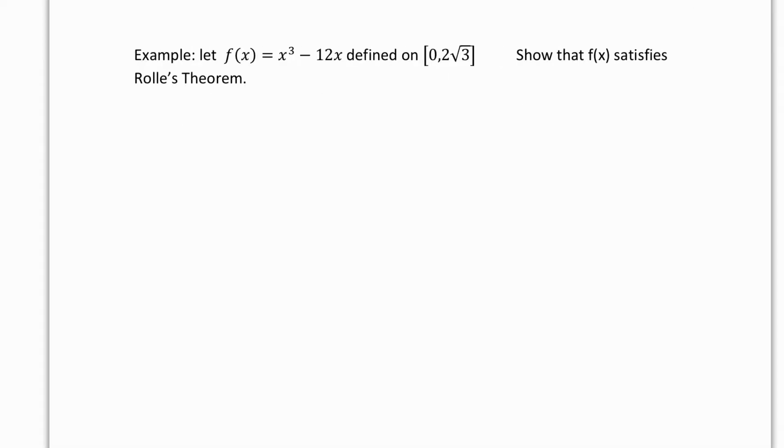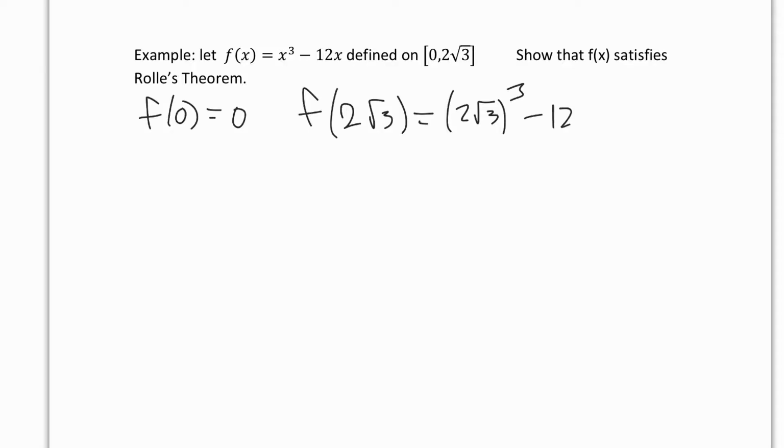So let's try an application of Rolle's theorem. Let's look at this function, x cubed minus 12x, defined on the interval 0 to 2 root 3. Let's show that it satisfies Rolle's theorem. So the first thing we should check, of course, is the endpoints. So we could check f of a. So f of 0, which would be equal to 0 cubed minus 12 times 0. So just 0, okay? And we'll check f of b. So f of 2 root 3.